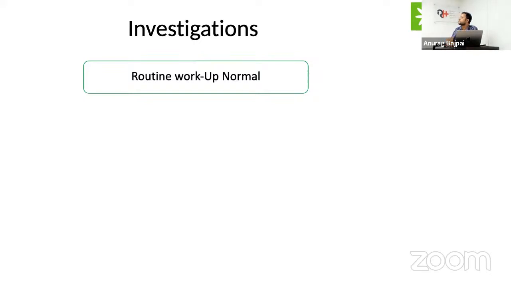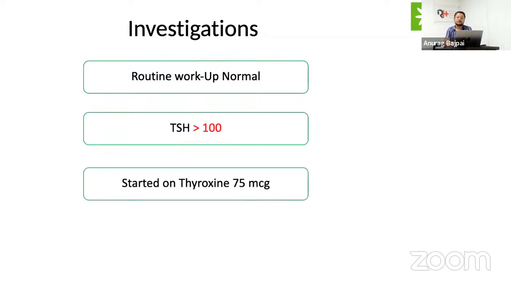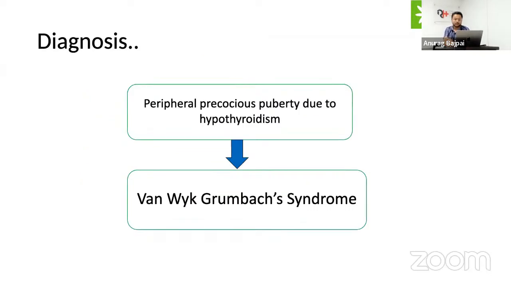We worked up on the basis of the short stature, and the routine workup was absolutely normal, except for the thyroid profile, which shows a TSH level of more than 100. And on the basis of the high TSH level, we started the patient on thyroxine 75 microgram. So if we gather together all these things in the table, there is precocious puberty, which is a peripheral one, there is hypothyroidism, and also there is a pituitary hyperplasia-like picture. So this clearly indicates a diagnosis of Van Wyk-Grumbach syndrome.